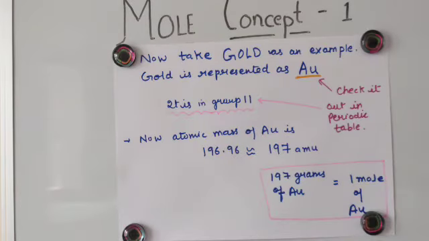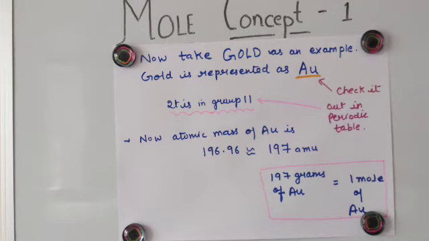In the starting of the video, I told you to buy 1 mole of gold. Remember? So let's buy. Now take gold as an example. How can we represent gold? Its chemical representation is Au. So it's also an element which can be represented as Au. Go and check it out in the periodic table. You will find that it comes in the 11th group.